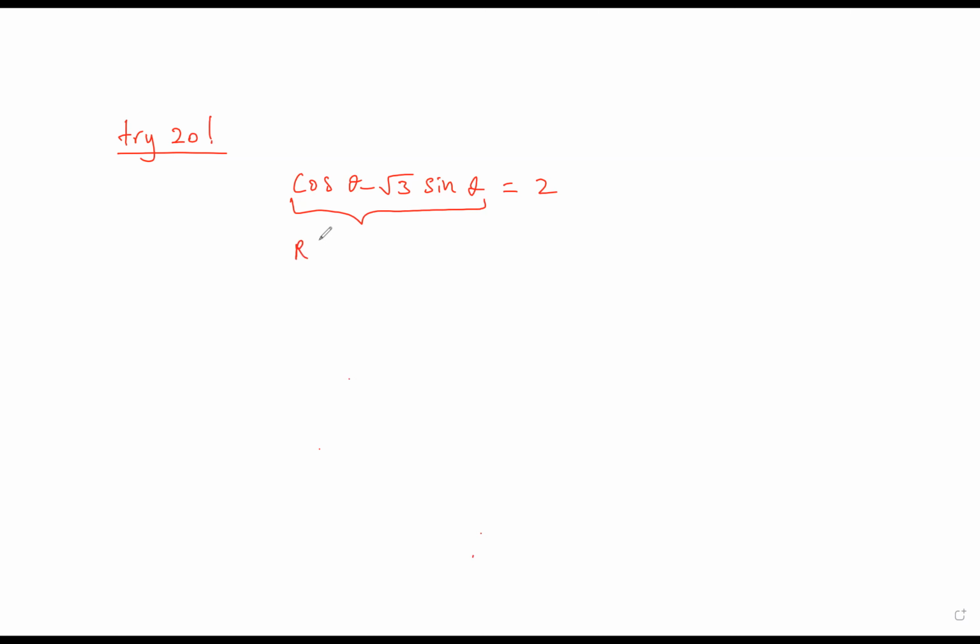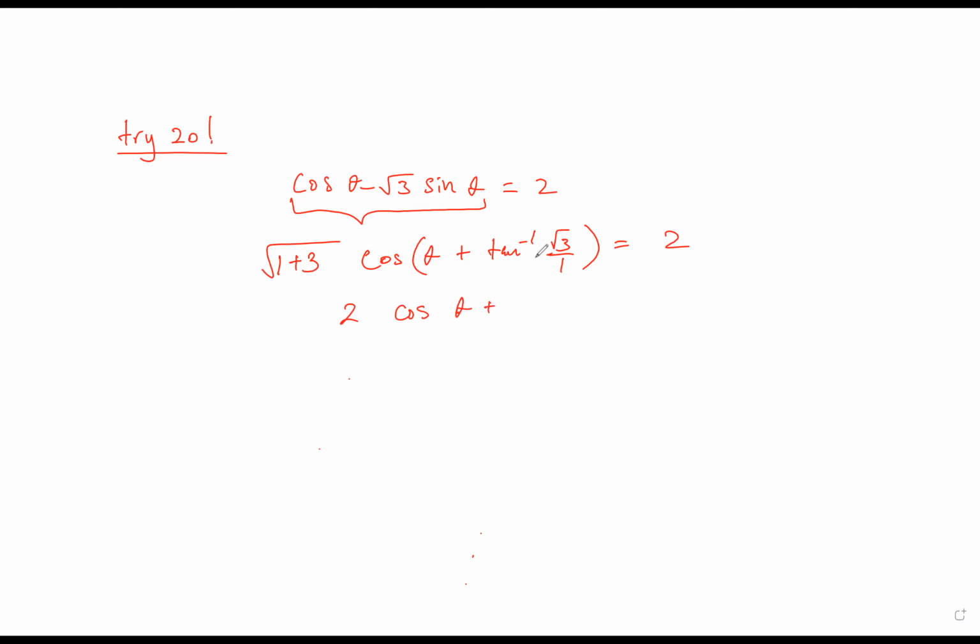So I'll get this as square root of 1 plus 3. Cosine theta is minus, so must change it to plus. This one should be tangent inverse square root 3 over 1, equal to 2. This one will become 2.